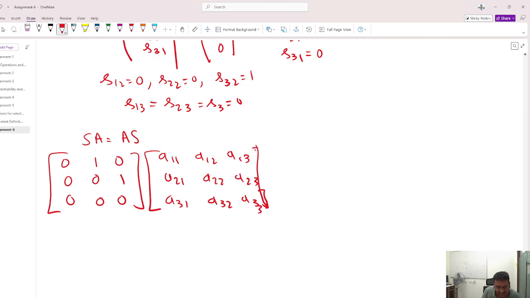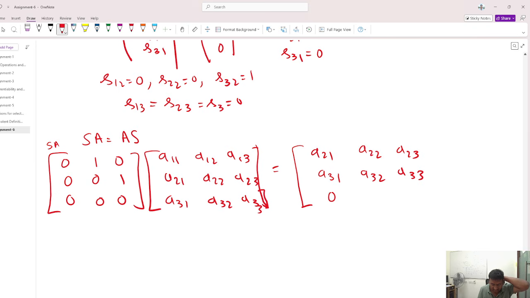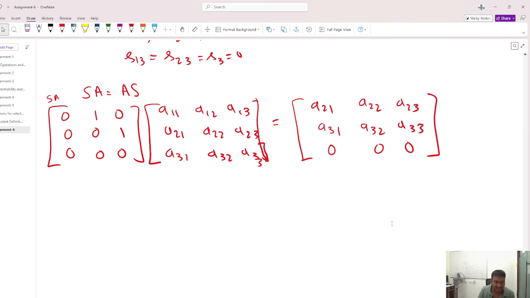Let us multiply this first. I'm computing SA first. So what you will get? A21, then A22, then A23. Then A31, A32, A33. You can check. Then 0, 0, 0. Okay, let us multiply AS.